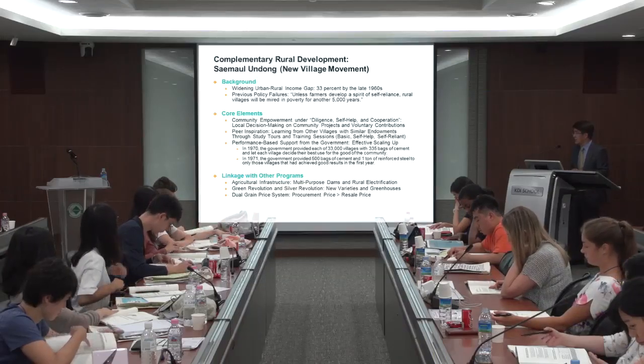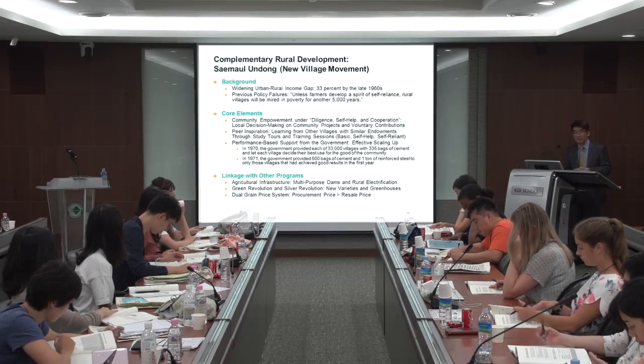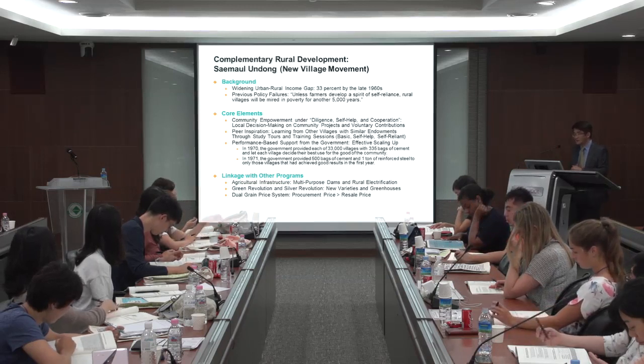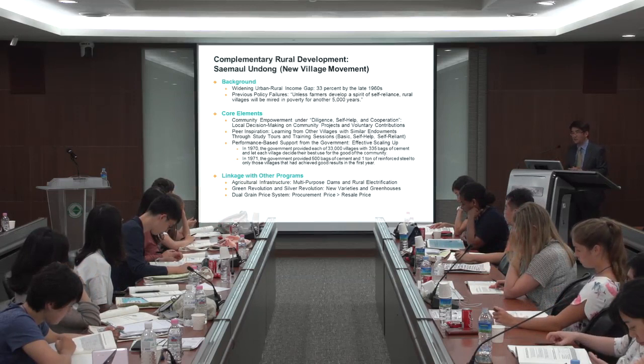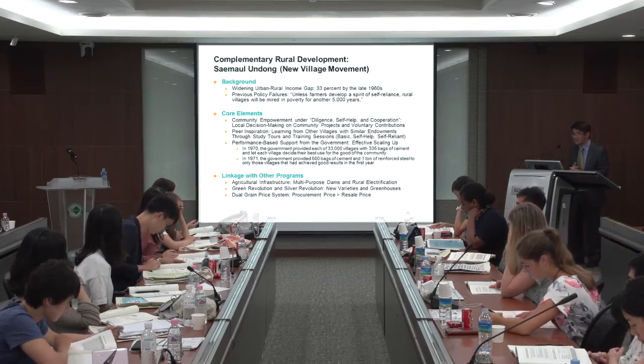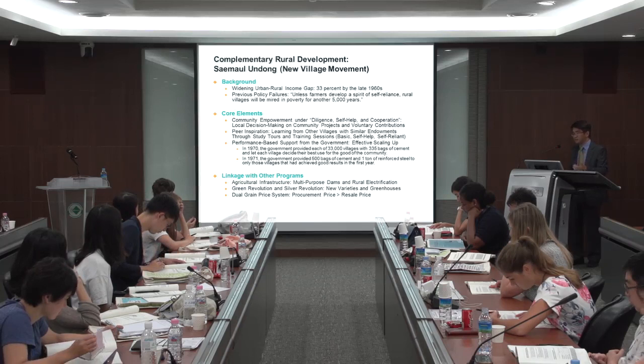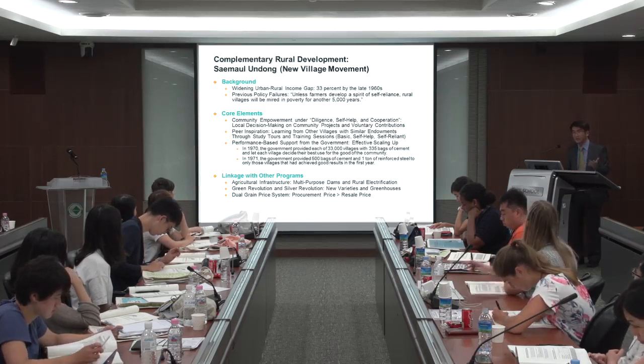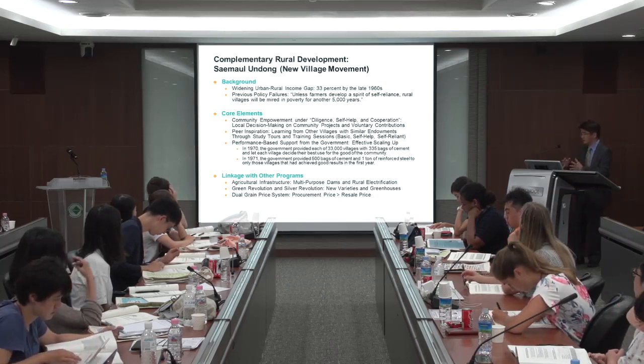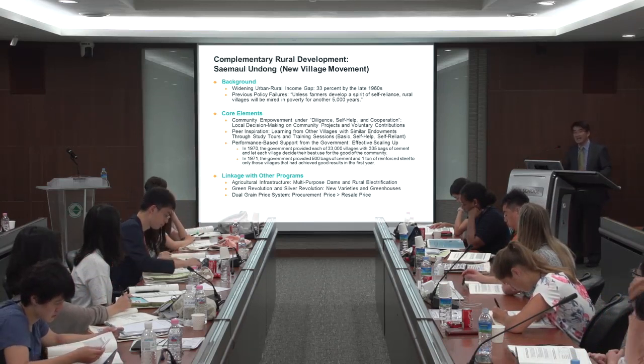Okay? And as rural areas were relatively falling behind as industrialization was going on in urban areas, a complementary rural development program was introduced. Okay? And the background was the widening urban-rural income gap. Okay? In the early 1960s, there was hardly any difference between urban and rural income, but by the late 1960s, about a 3% income gap had developed between urban and rural areas. Okay? So to address this, something had to be done.